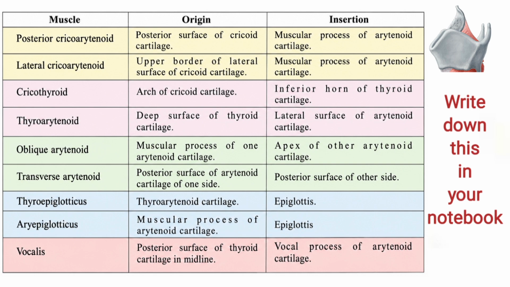Vocalis: origin, posterior surface of thyroid cartilage in midline; insertion, vocal process of arytenoid cartilage. Transverse arytenoid: origin, posterior surface of arytenoid cartilage of one side; insertion, posterior surface of the other side. Aryepiglotticus: origin, muscular process of arytenoid cartilage; insertion, epiglottis.